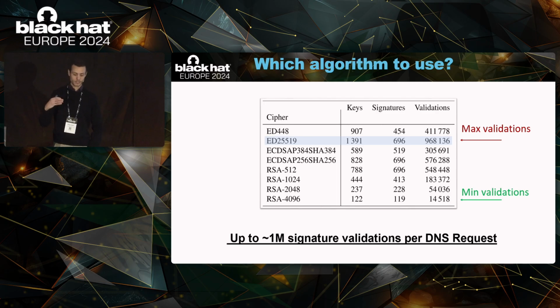And actually, the smaller the better, right? Because the smaller the keys and the smaller the signatures, the more we can fit into one message. And the more validations we can induce in the resolver. But it turns out that this is not the whole story. So when we tested this in our lab, we found that different algorithms produce different loads per key bit. And elliptic curve are much better suited because they are producing much more load on the resolver than RSA-based algorithms. And therefore, we used elliptic curve in all of our evaluations.